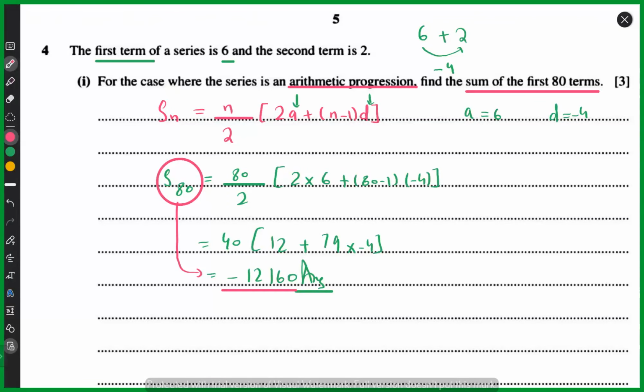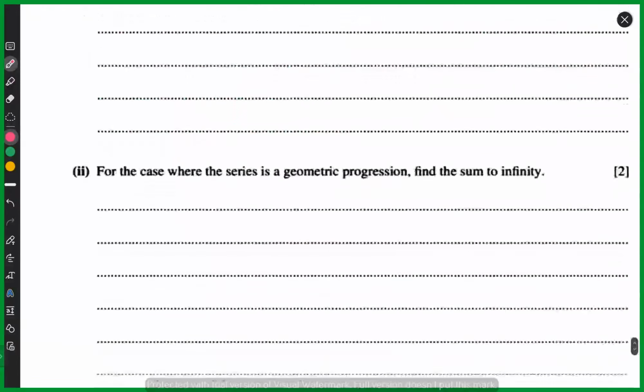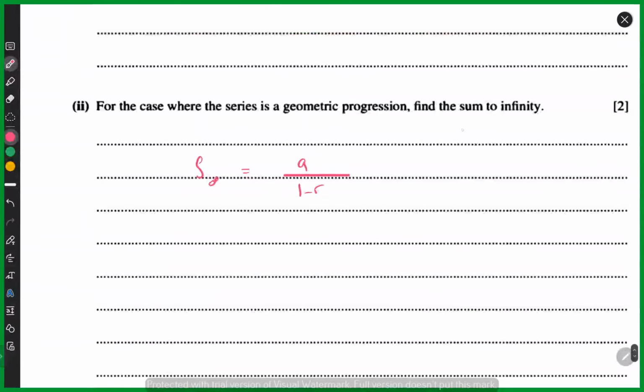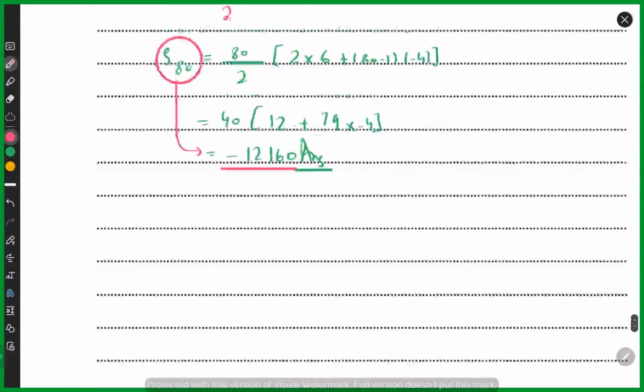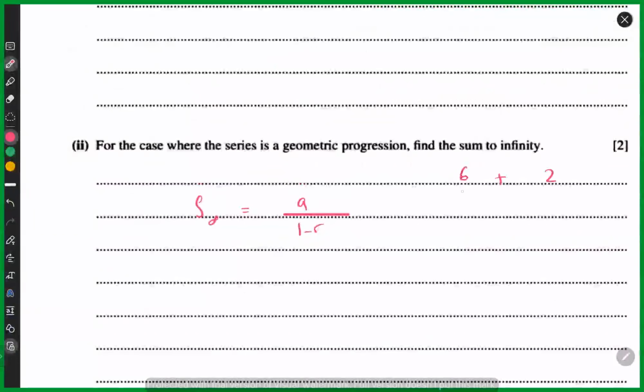Okay, miss. We have 1 minute, I suppose. Let's do the second part as well. For the case where the series is a geometric progression, find the sum to infinity. S infinity is a divided by 1 minus r, but this was not the challenge. The challenge was to find a and r. So the first term was basically 6 and the second term is 2. I'm going from 6 to 2 by multiplying by 1 by 3. This means a is equal to 6 and r is equal to 1 by 3.